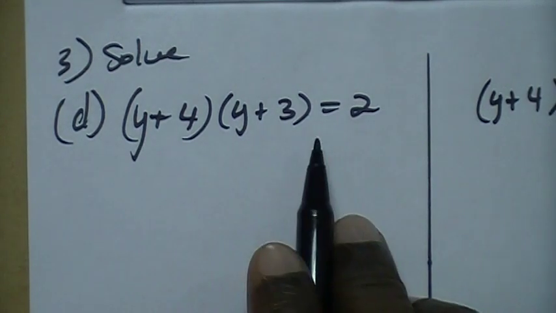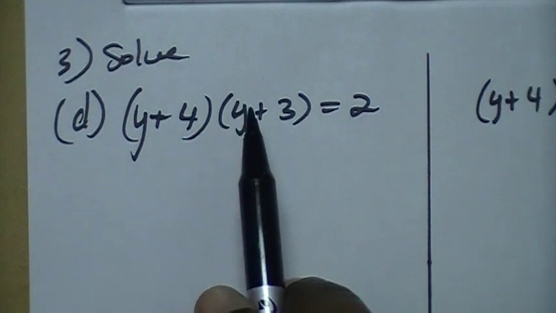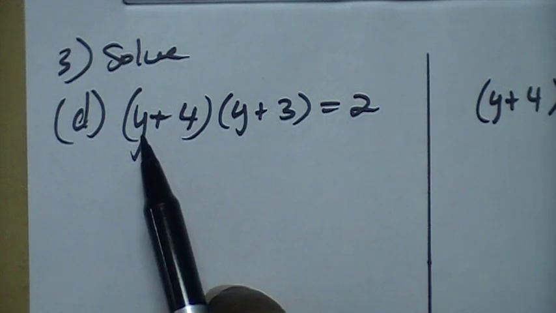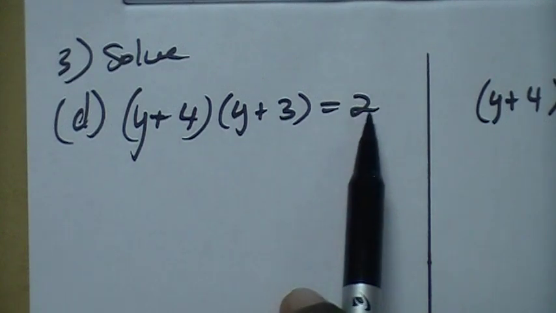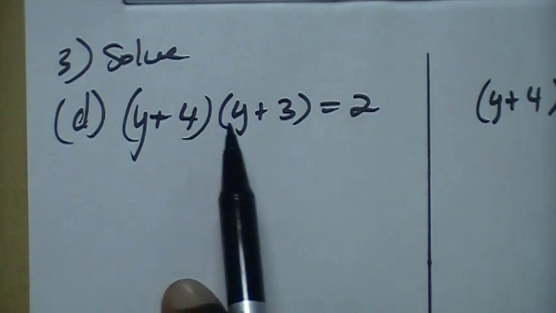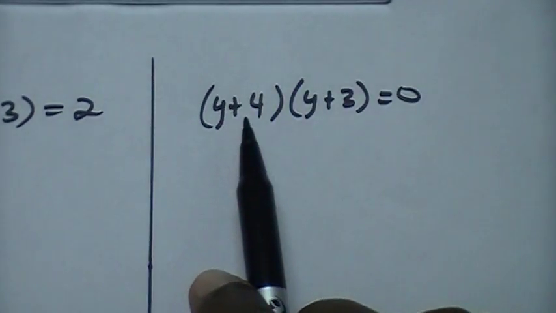Okay, we have to solve this. Now, recognize this will be a quadratic. Why? y times y will give us y squared when we use the distributive law. And y squared is a quadratic term, so we'd have to make this 0 by subtracting it from both sides. Now, let's look at what this would have been if we had only been given this.